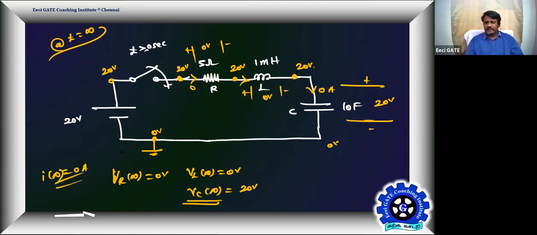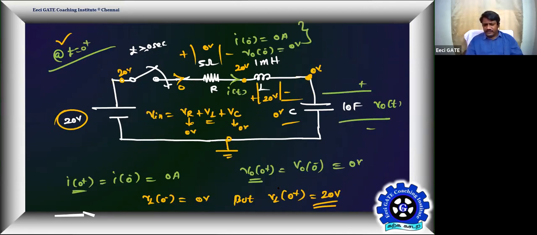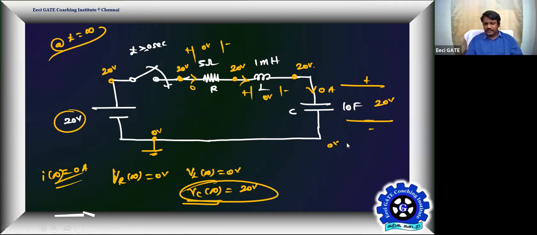So the capacitor fully charges to your excitation. So Vc of infinity is 20, whereas Vc of 0 is equal to 0. That is your V naught. Here also you should have taken it as V naught only, instead of Vc. Vc of infinity is nothing but V naught of infinity. Getting everyone?